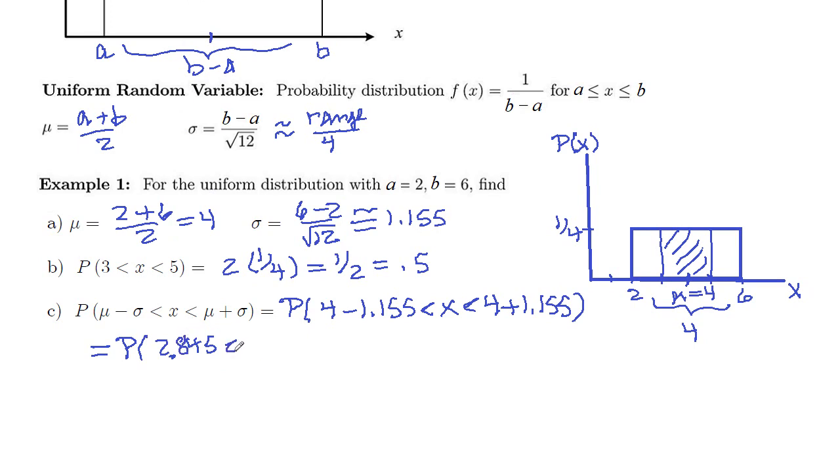There we go. Less than x, less than, this will be 5.155. And then the area, again, this marks off a rectangle. 2.8 would be about right here, and then 5.1 about right there. So the base is going to be the difference between those. Height's still 1/4. So the base of our rectangle, 5.155 minus 2.845, and then the height, 0.25, 1/4.